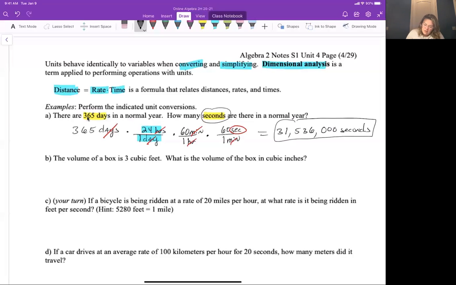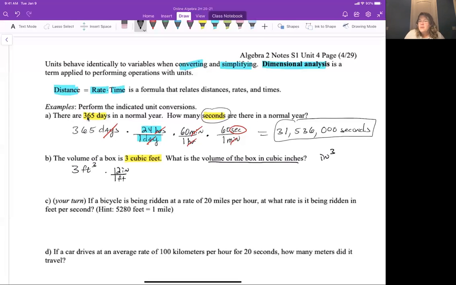A volume of a box is 3 cubic feet. So I have 3 feet cubed. That's the same thing as a cubic foot. What is the volume of the box in cubic inches? Okay. Well, what do I know about feet to inches? I know that 1 foot equals 12 inches.